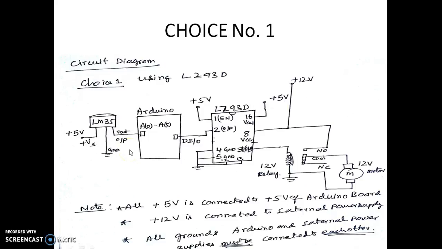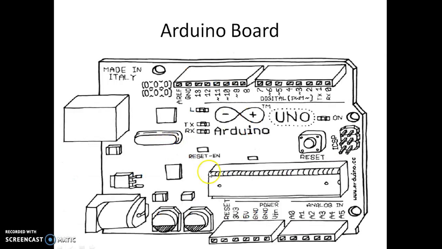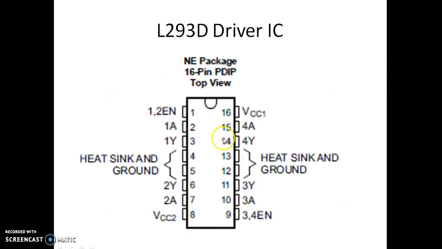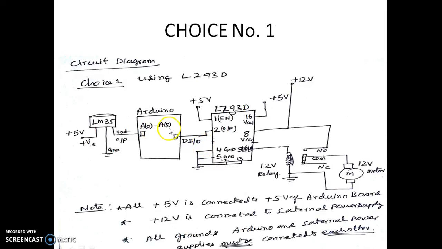Now we shall actually see the circuit diagram. One of the possible options, that is choice 1, is we have LM35, which is a 3-terminal sensor. One pin is connected to VCC, the other one is grounded, and the third pin is connected to the Arduino board. This is the output, which will be connected to either A0 or A0 to A5, any one of that. That's what we saw in the previous Arduino connection. Either we can connect it to A0, A1, A2, A3, or any one of these 6 pins.